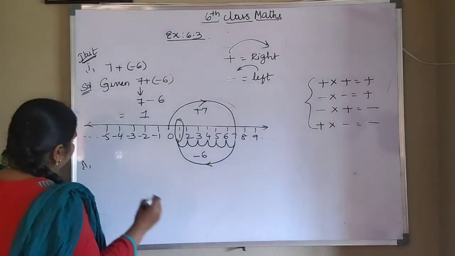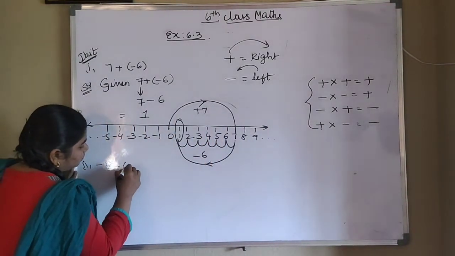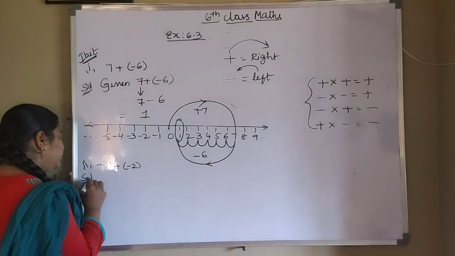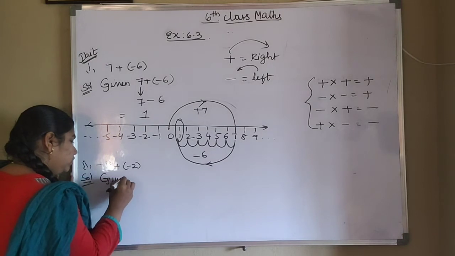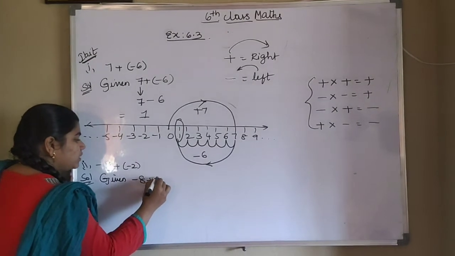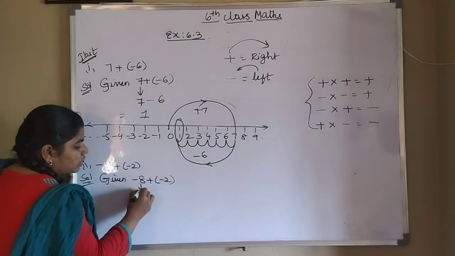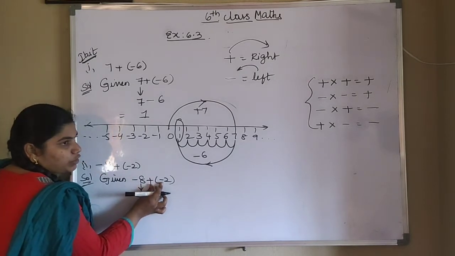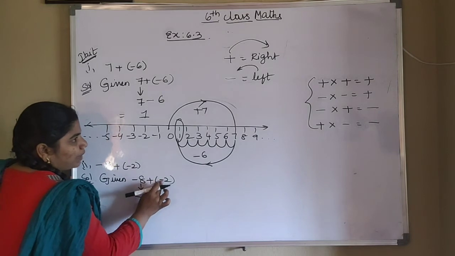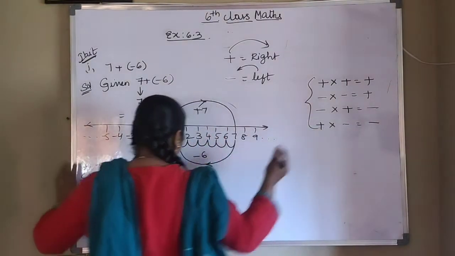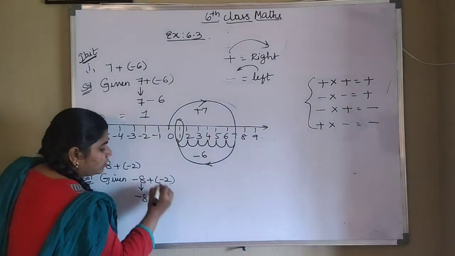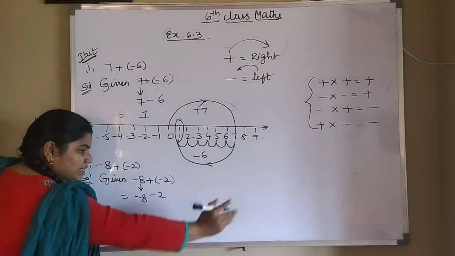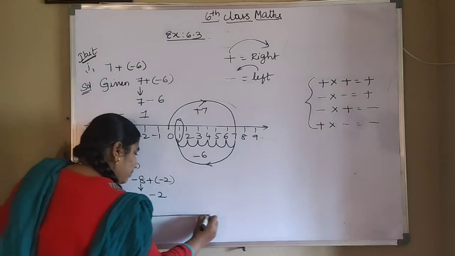So next one, minus 8 plus of minus 2. Okay, again the same thing, stepwise we will do. Given minus 8 plus of minus 2. So first number we have to write as it is. Double sign we have to convert into single sign. Plus into minus, plus into minus is what? Minus. So minus, I am writing this 2 as it is. Okay. Now this part we have to represent on a number line. So draw a number line.